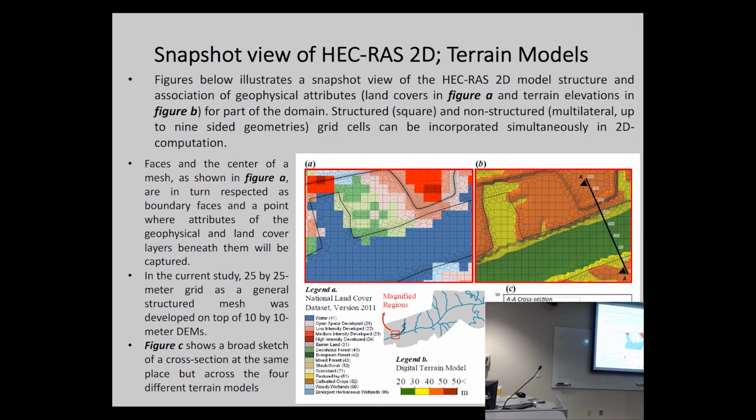HEC-RAS 2D is capable of generating structured and unstructured grids. For example, when you have something like this, where you really don't care about the detail of flow passing through the main channel, you just use the structured grid of orthogonal cells. But when you are dealing with something like a break line or a levee, you may be interested to see detailed flow at these small cells along or nearby the levee.